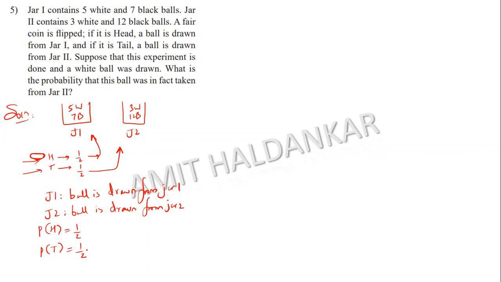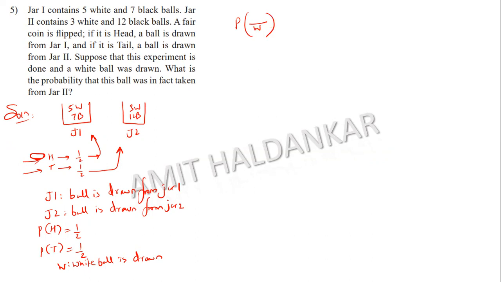Now what he says is, suppose that experiment is done and a white ball is drawn. So white ball is already drawn. Okay, let me define another event, that a white ball is drawn. W, let's say we are taking white ball is drawn. So W event is white ball is drawn. Since white ball is already drawn, I can take this as a sample space. So I can take it below W.